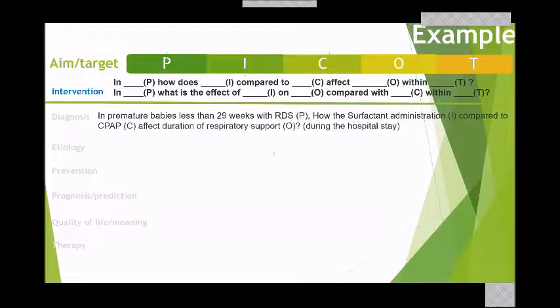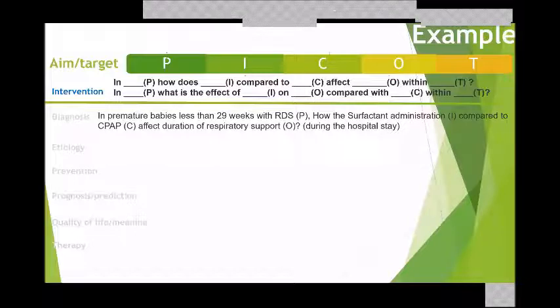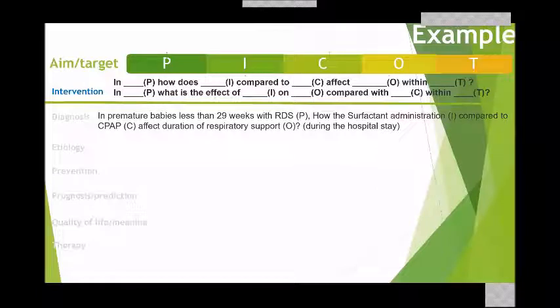For example, in premature babies less than 29 weeks with RDS. So this is our population, very specific. Now remember, the more specific the question is, the smaller the sample size you need, and the more precise. The wider the question, the wider your population, then probably you need a larger sample size. Therefore, the more specific your question, the smaller the sample size and the more control of the outcome, and so on. So, in premature babies less than 29 weeks with RDS, we're very specific.